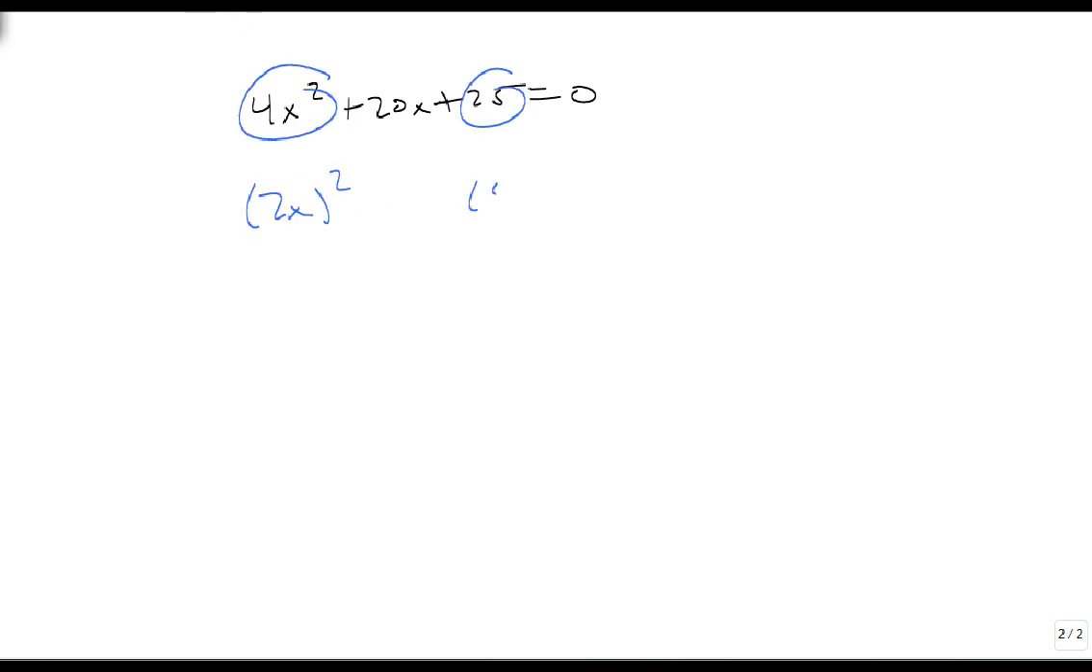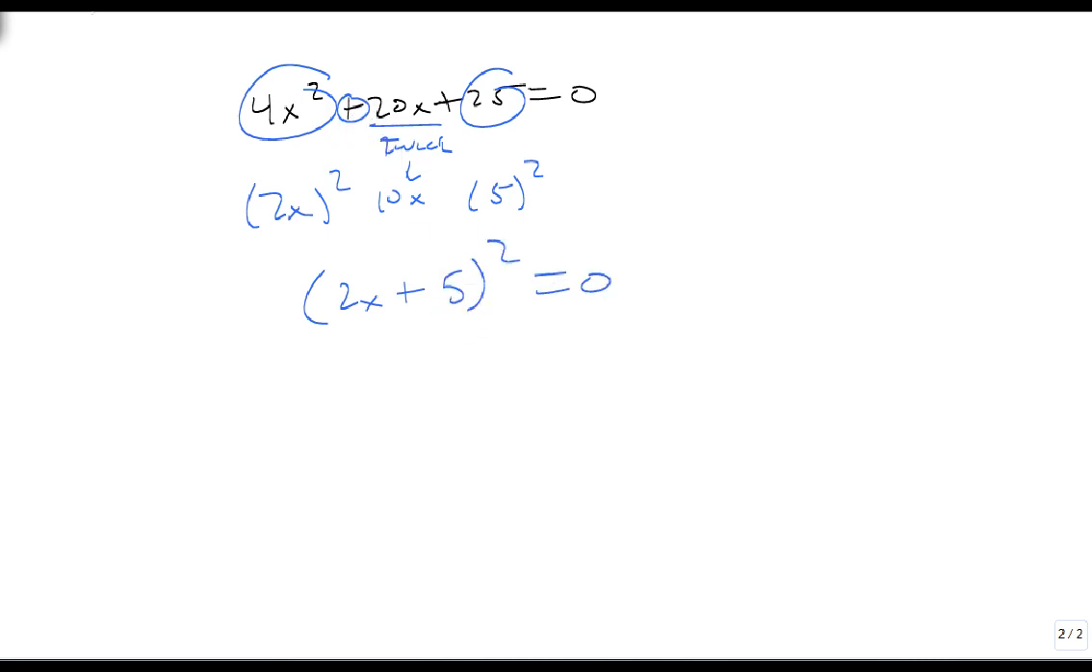One final problem. Suppose we have 4x squared plus 20x plus 25 equals 0. Now this looks kind of interesting to me. This is a perfect square: it's the square of 2x, and this is the square of 5. So let's see if this is a perfect square trinomial. 2x times 5 is 10x, and 20x is twice 10x. So this factors as 2x plus, remember we copy the symbol in the middle down, 5 squared equals 0.